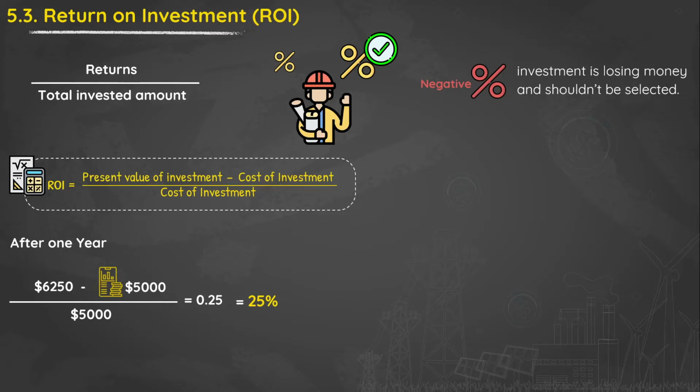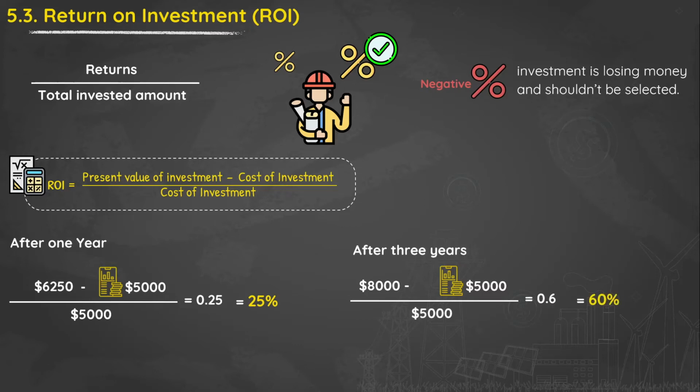But let's say that 3 years ago, you purchased these same stock shares for $5,000, and nowadays, after 3 years, they are worth $8,000. Let's calculate the return on investment in this case, dividing by, yes, exactly, $5,000. It will give us 0.6, meaning 60%.